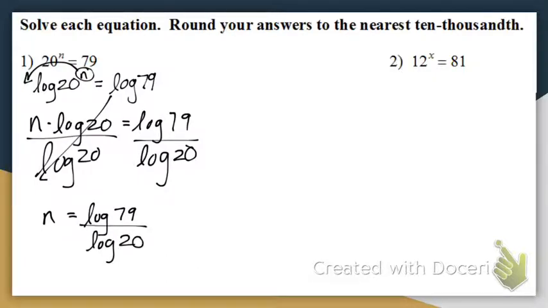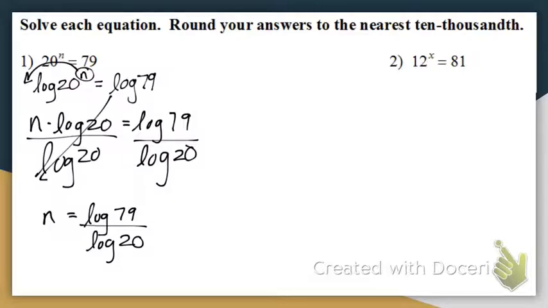Remember, this is not one of our properties, so don't confuse this with thinking this is the same thing as 79 divided by 20. Don't cancel out the logarithms. At this point, we're just going to put it in our calculators. So, everybody get out your calculators. You can round it to the thousandths place, which is 3 decimals. And I'm going to do it with you guys on my calculator as well so that you can see how it's done up here.